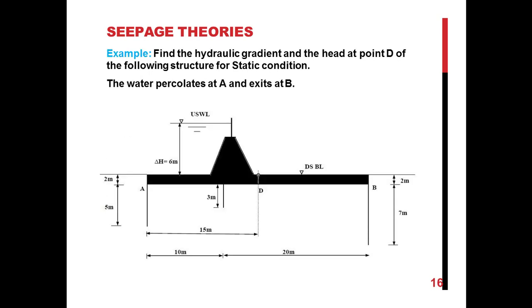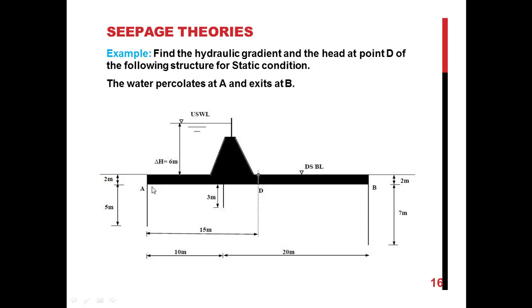Now we have an example. In this example, we have to find the hydraulic gradient and the head at point D of the following structure for static conditions. The water percolates at A and exits at B. Here is the figure in which we have to find the hydraulic gradient and also the head at point B. The water starts percolating at A and exits at B. We have a head of 6 meters which is causing the seepage. The thickness of the floor at point A is 2 meters. Also the thickness of the floor at point B is 2 meters.